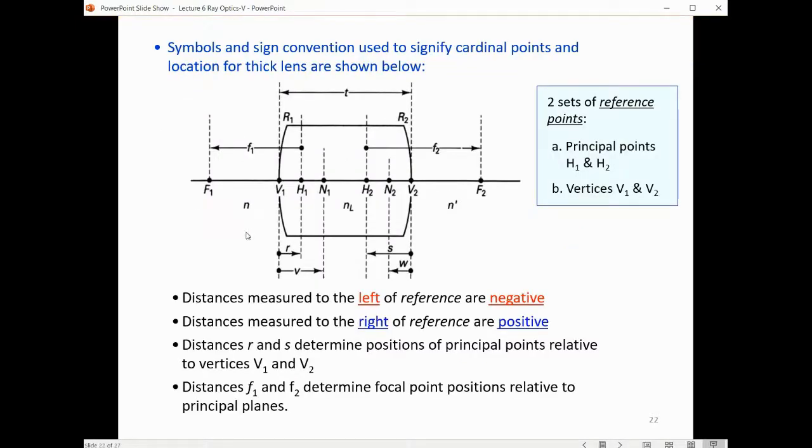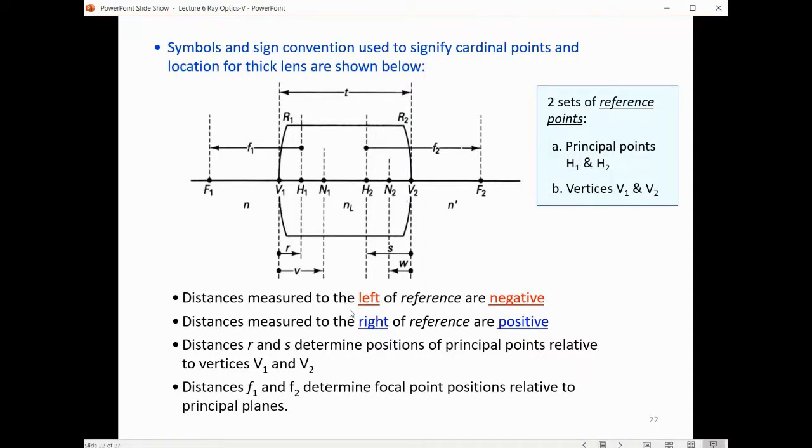This diagram here shows the symbols and sign convention used to represent the cardinal points and location for thick lens. There are 2 sets of reference planes or points. They are the principal points, which is H1 and H2 here, and the vertices. That's where the surface of the thick lens intersects the optical axis.